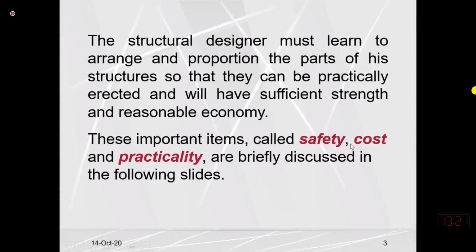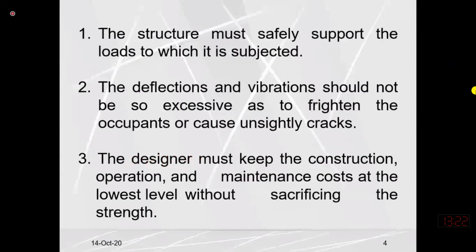These important items are called safety, cost, and practicality. Safety is always a priority in designing. Second, cost, and third is practicality. Practicality means that for the structure we are designing, whether it is practical that it can be constructed or not. Simply, if I am using a pipe section as a column, I cannot weld a pipe section with a W section beam, which is not practical, which is difficult. It means that I should not select a pipe section or circular cross section as a column. I should select the cross section of the column in such a way that it can easily be connected with the beam.